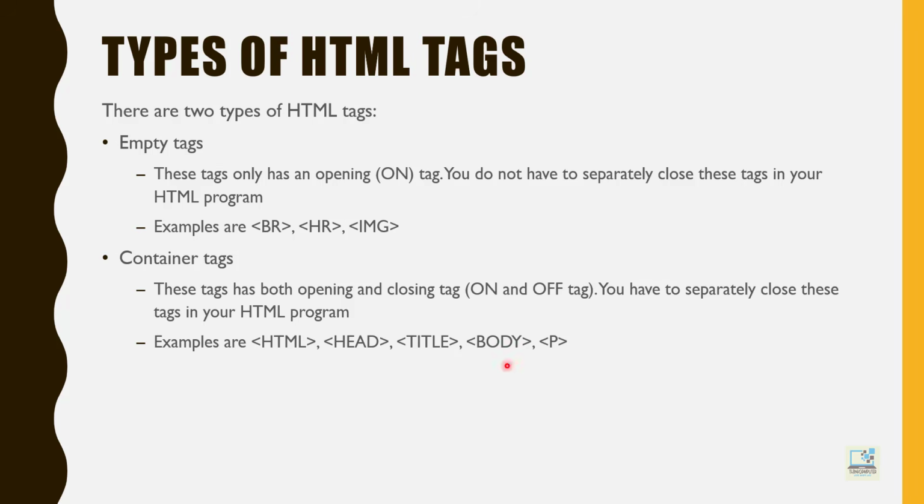Types of HTML tags. There are two types of HTML tags. First is empty tag, second is container tag. So what is empty tag? These tags only has an opening tag. You do not have to separately close these tags in your HTML program. Examples are BR, HR and image tag.